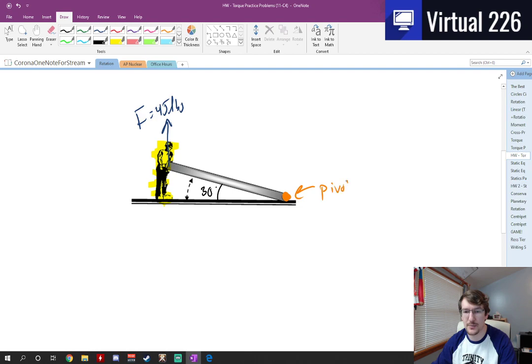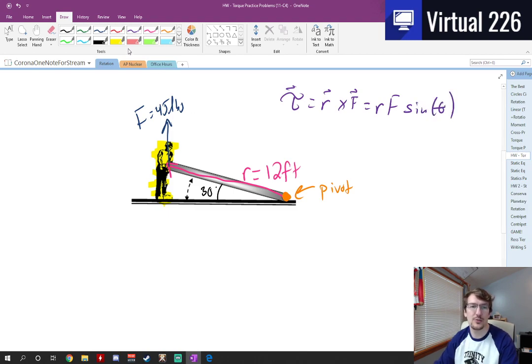This is the pivot. So if this is the pivot and our force is way out here at the end, that means that this entire distance going across, poorly drawn as a straight line by me, is the moment arm. And the entire length of this steel beam is 12 feet long. So if we once again look at torque, we know that torque equals R cross F, which is R times F times the sine of theta, the angle between them.